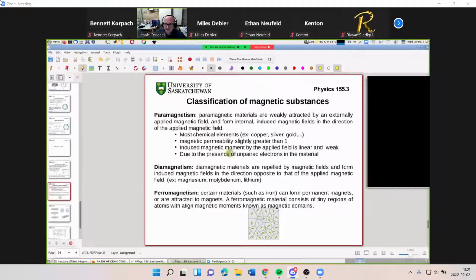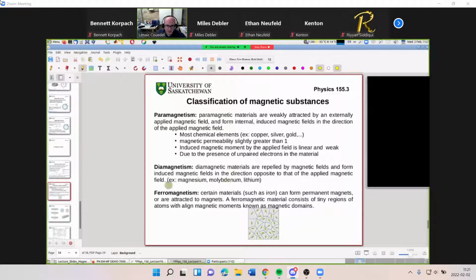Induced magnetic moment is linear and weak, and this is due to the presence of unpaired electrons in the material. Again, this is just for information. You'll see that in more detail later on in your studies. Then you have the opposite of paramagnetic material, which is diamagnetic material. They are repelled by a magnetic field and form an induced magnetic field in the direction opposite to that of the applied magnetic field. This is a quantum effect. We won't try to explain this here.